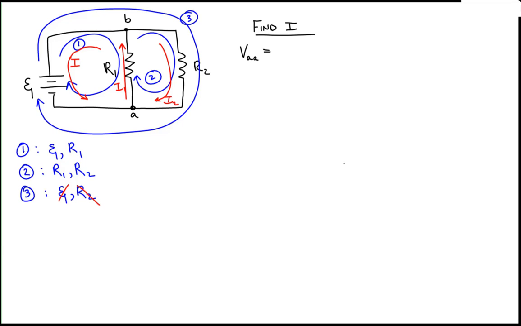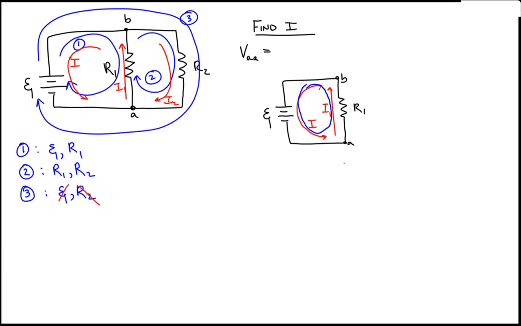So when we look through loop 1, let me just redraw loop 1 alone right here. So here's loop 1, here's our EMF, here's our resistor. We have point A here, we have point B here, and we set the current going in this direction. That is I. And then we have I1 going up, and in loop 1, we are going in this direction.